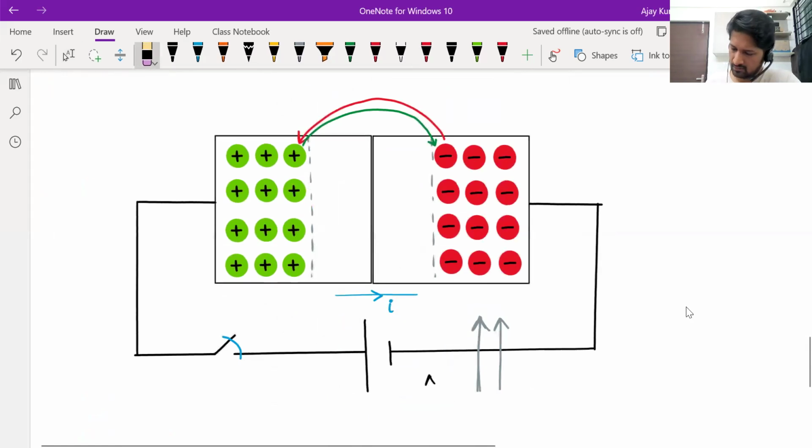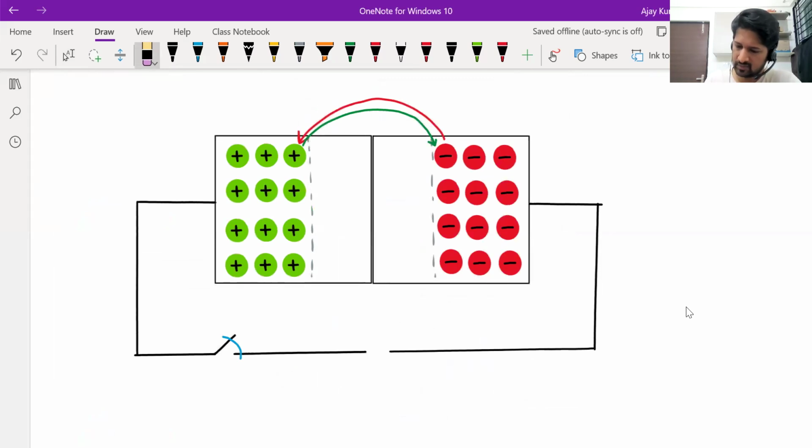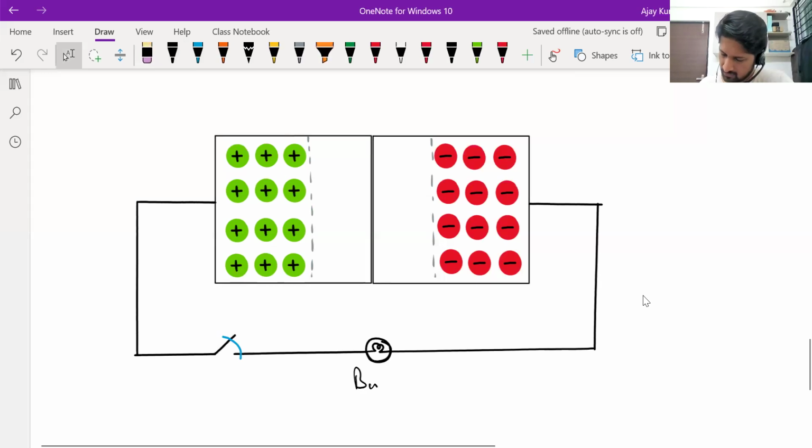Okay. Now consider an unbiased PN junction, and let's say there is a bulb connected to it. Fine. Now the net current through a PN junction which is unbiased is zero. Diffusion and drift will balance. Net current is zero. The bulb will not glow. Okay. Now you know what a solar cell does, no? When sunlight falls on it, it produces electricity.